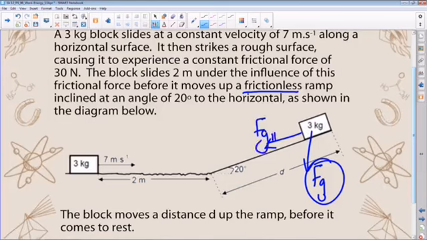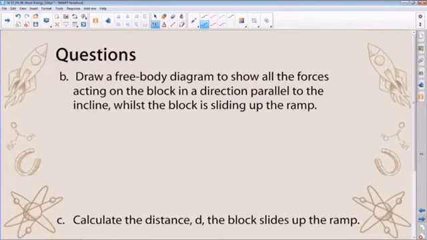Now, when you look at the question, they say free body diagram, so we know it's a dot, with the forces parallel to the incline. All they want is FG parallel. Don't put FG in. Why have they asked you this? Because it's for the next question. Because now the next question says, calculate the distance the block slides up the ramp.